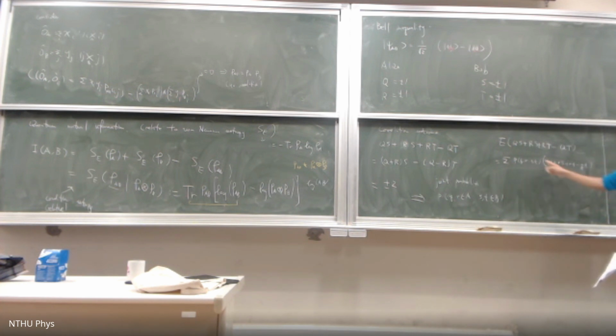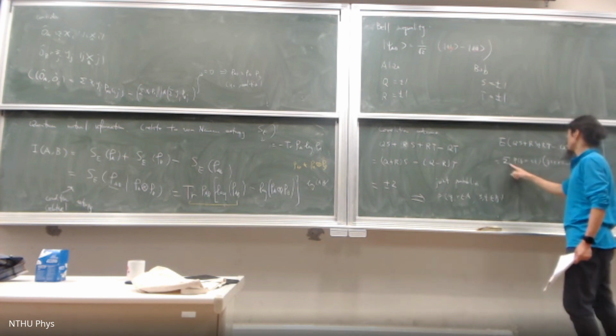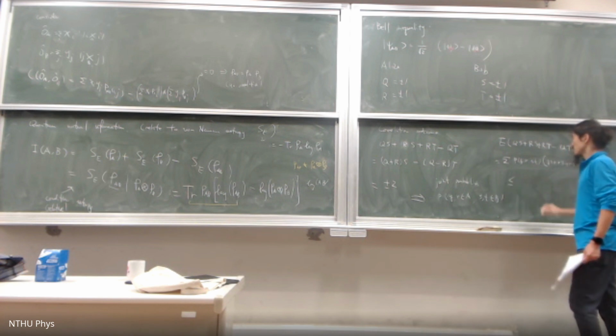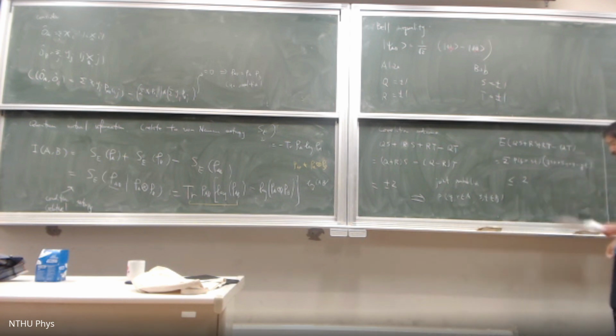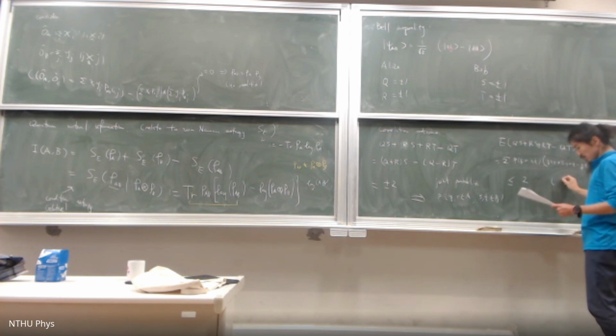And that's true, and this is always greater than 0. So we know this sum is always 1, so we know this must be less than 2. See, simple. So again, we find some inequality. This is called the CHSH inequality.